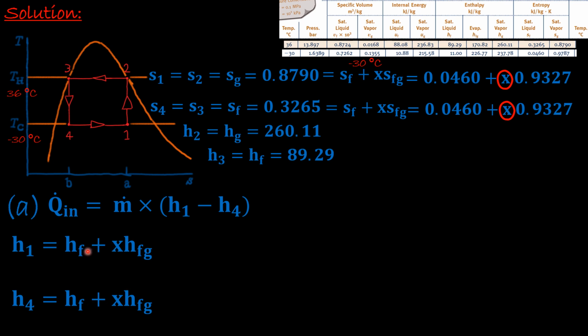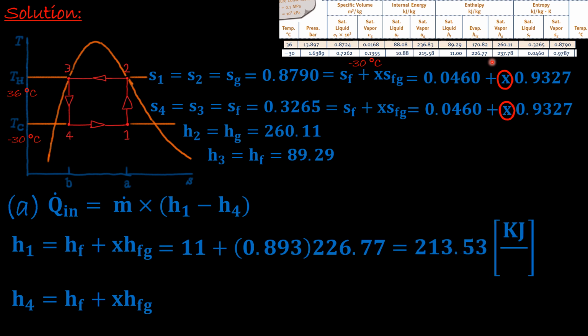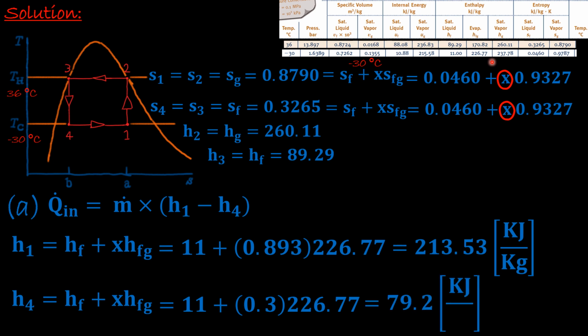After we find these two x values, we will plug them back in here, and again we are referring to h_1 and h_4 here operating at minus 30 degrees Celsius, so we will use the specific enthalpy for minus 30 degrees Celsius. And that will give us 213.53 for h_1, and it will give us 79.2 for h_4.